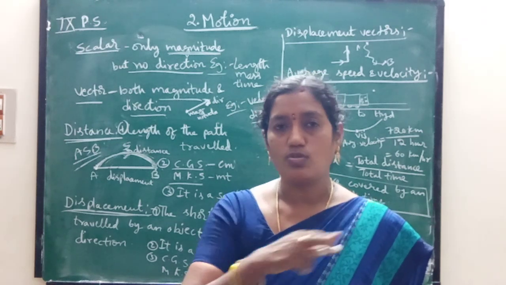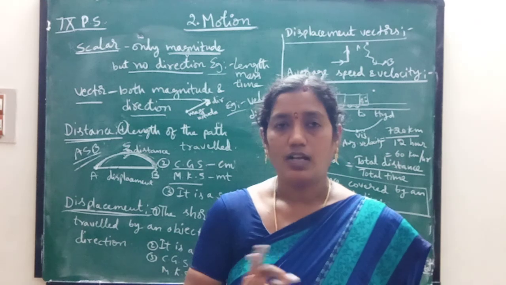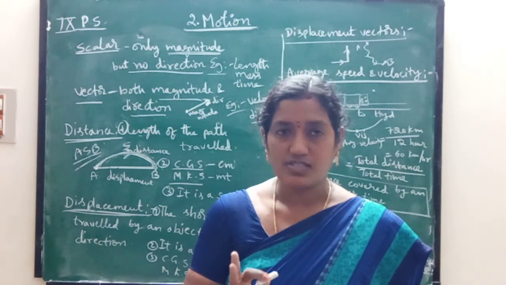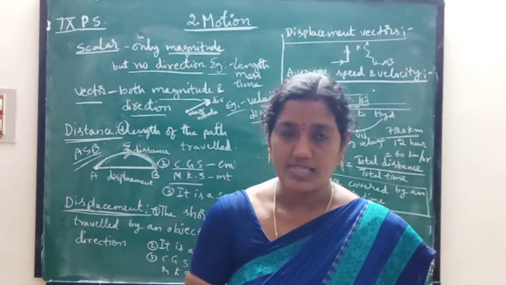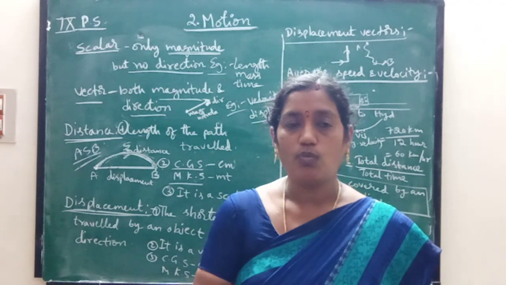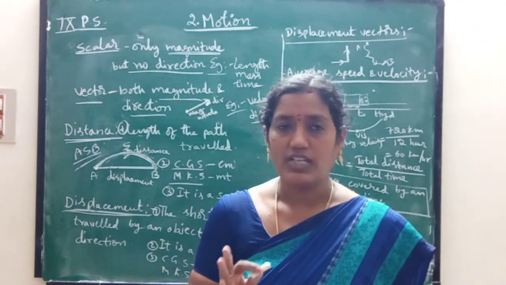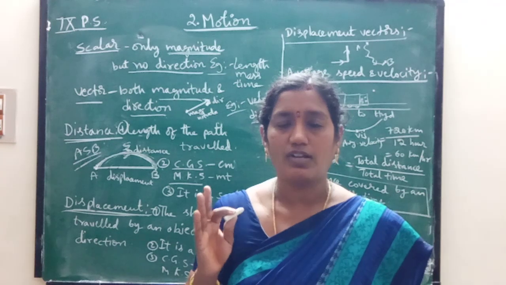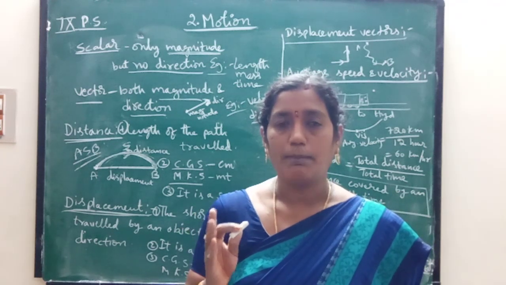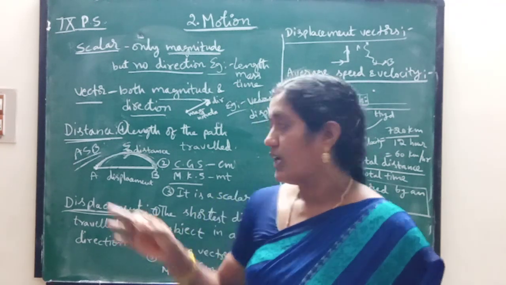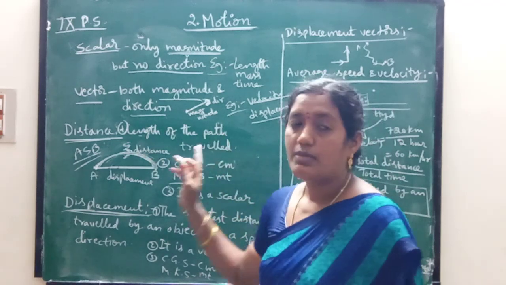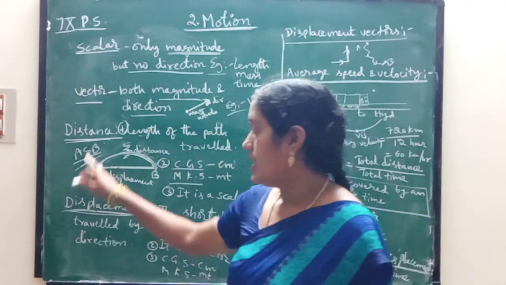Here you have to go straight, come here like this. There are no specifications of directions. So that is known as distance, children. For distance we don't want any direction. Just how much distance you have travelled, how much length of the path you covered. The length of the path travelled by an object is called distance.